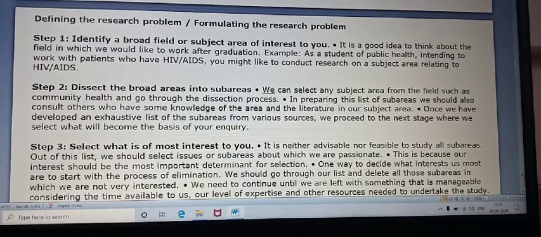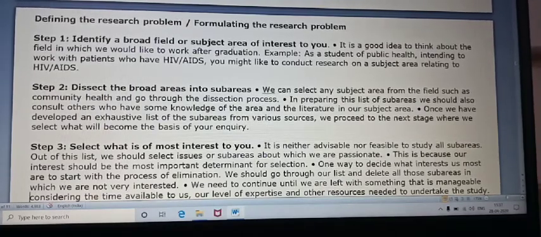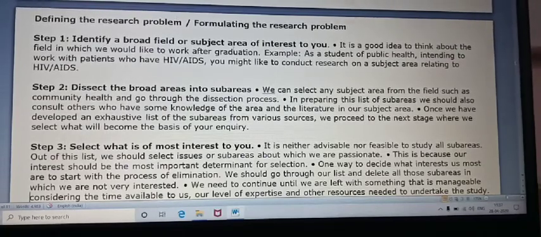Then the next thing is, when you define the research problem, you should break down the large area into sub areas. You cannot generally say, I am going to do research in cancer, I am going to do research in TB, or I am going to do research in leprosy. So in these diseases, what are the areas you are going to do research? For example, in leprosy, are you going to do research about disabilities, or access to healthcare, or prevention of leprosy or treatment of leprosy? There are so many areas in which you can do research.